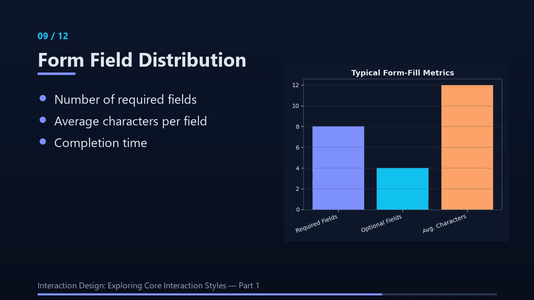On average, each field contains about 12 characters of input. The bar chart visualizes these numbers, showing the relative weight of required versus optional data. Studies have shown that each additional required field can increase completion time by roughly 15 seconds, underscoring the importance of minimizing mandatory inputs. Designers can improve usability by grouping related fields, providing clear labels, and offering inline help.